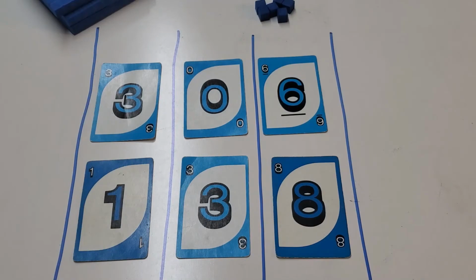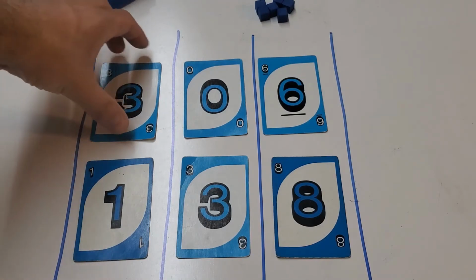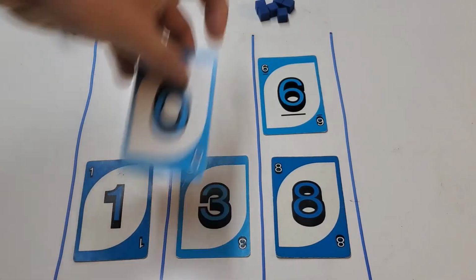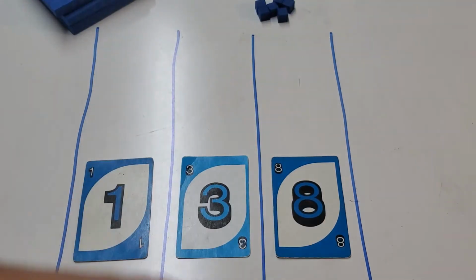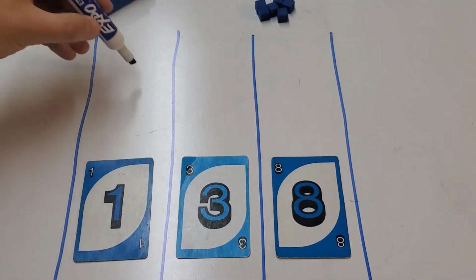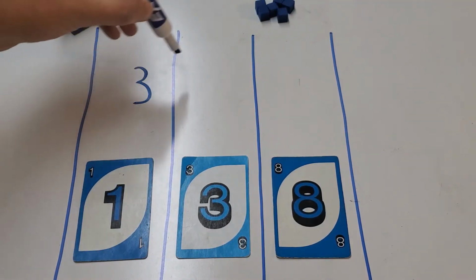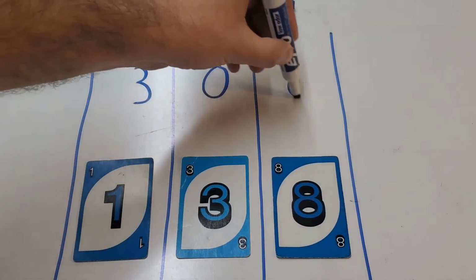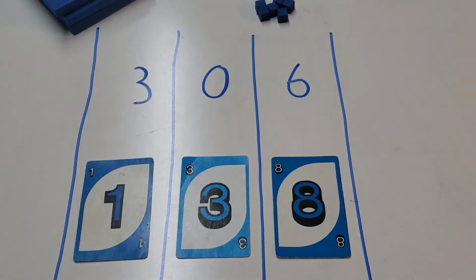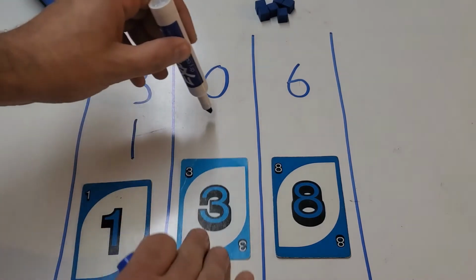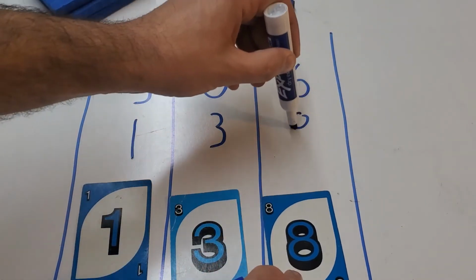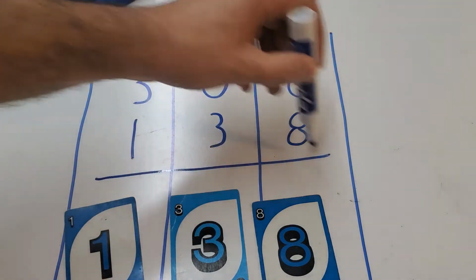Here I drew my columns, and I'm going to write these numbers to just make this a little bit easier to do. So same numbers, 306 and 138. And I'm going to subtract this.